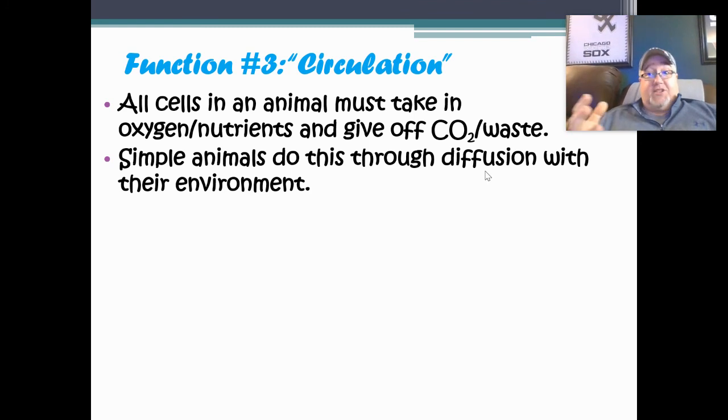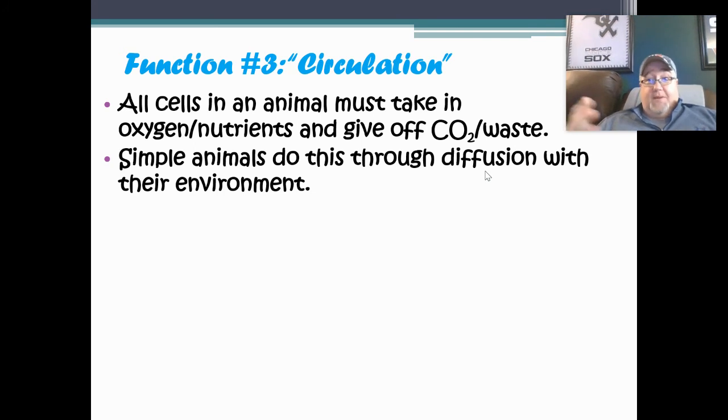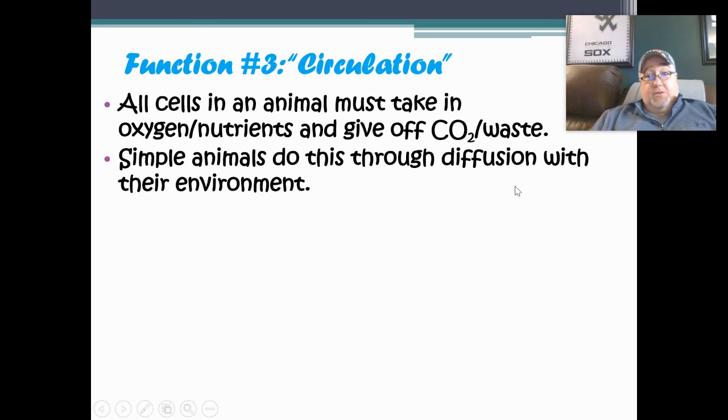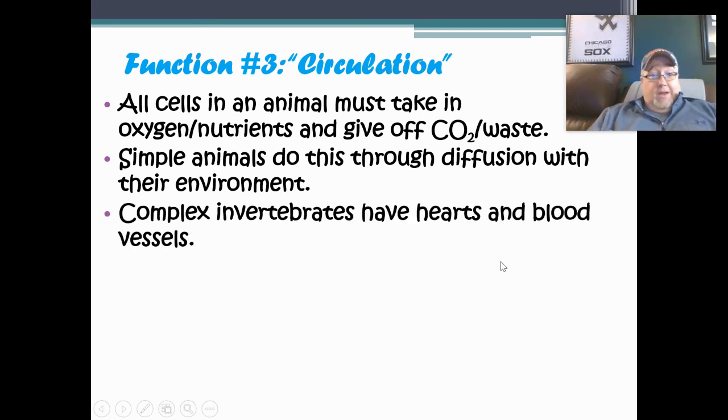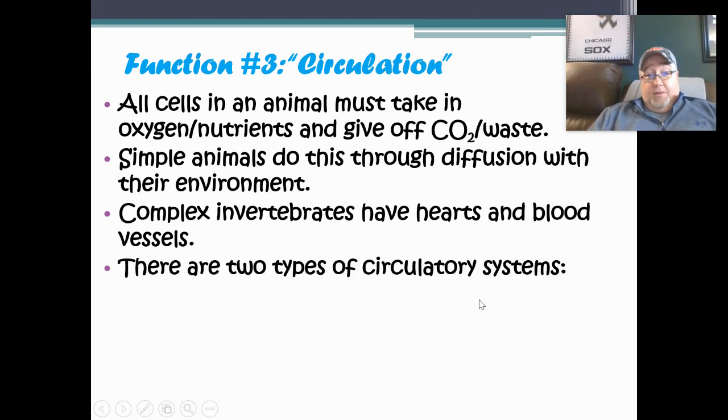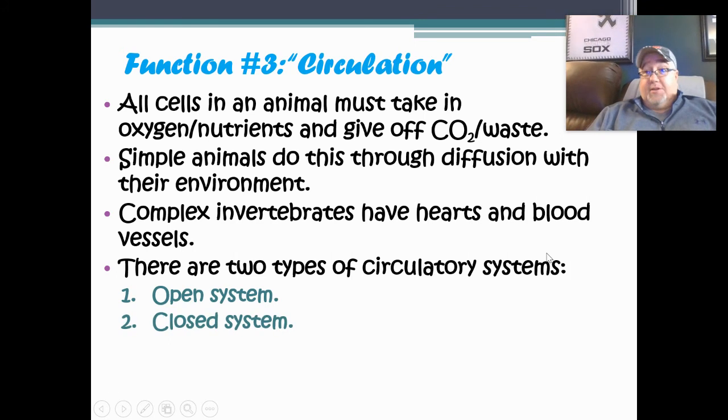Nutrients just enter the cells through diffusion, and all of their waste just exits through diffusion as well. So they just depend on the water. That's why they're aquatic. They depend on the water to bring nutrients in, and they can excrete waste that way. Other animals, like more complex invertebrates, have hearts and blood vessels. There are typically two types of circulatory system. One is called an open system, the other is called a closed system.